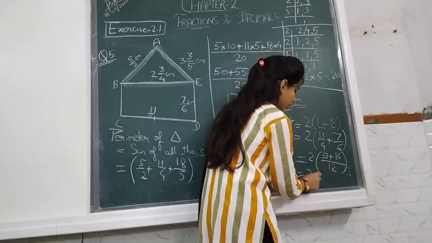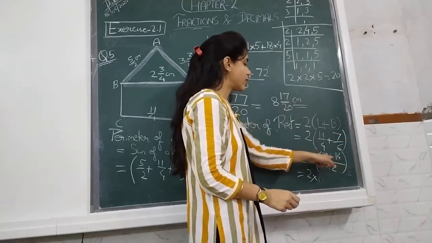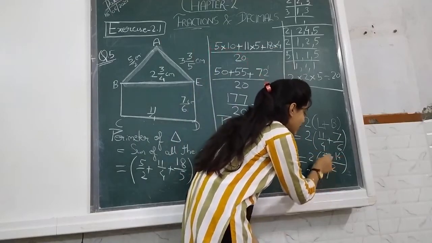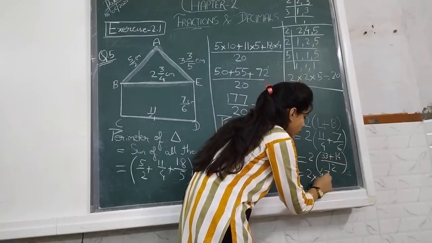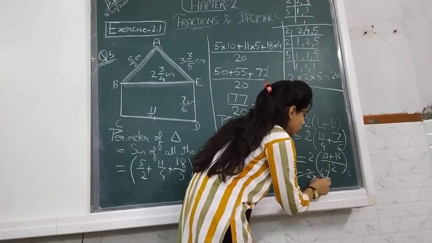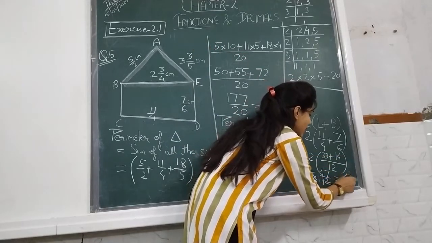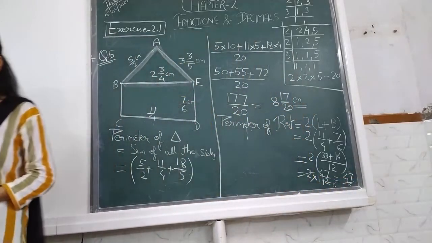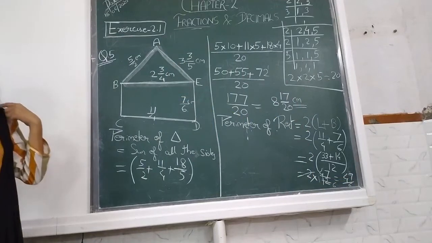So 2 into 33 plus 14 will be 47 upon 12. So 2 sixes are 12, so 47 by 6. Okay, 47 by 6. Got it?